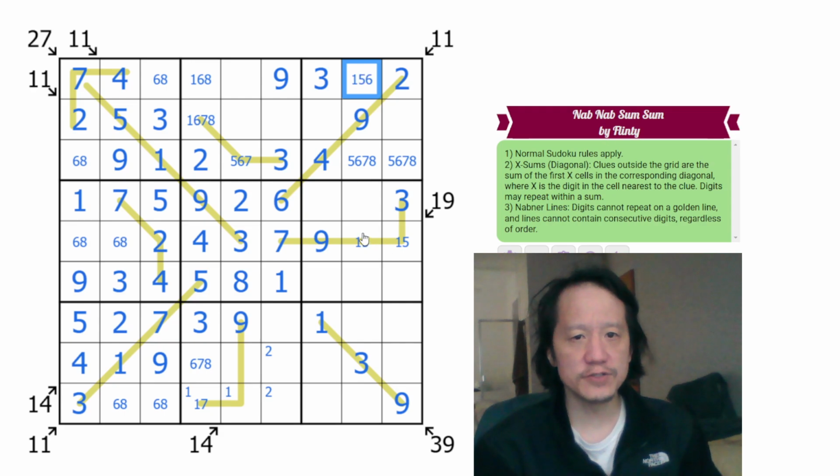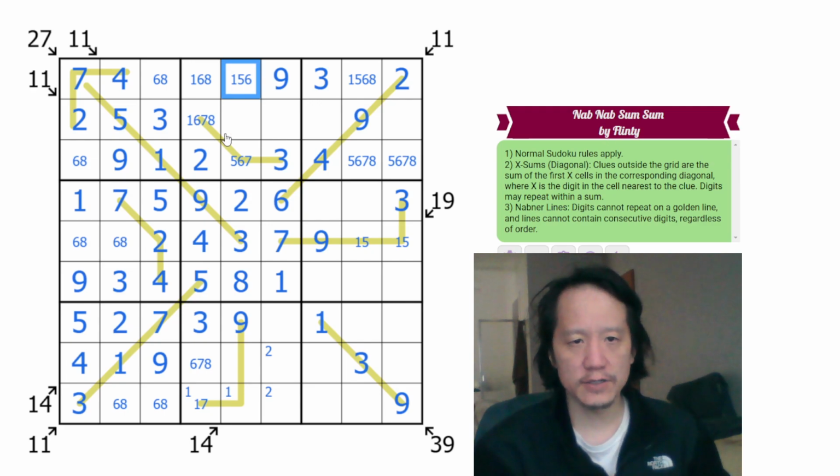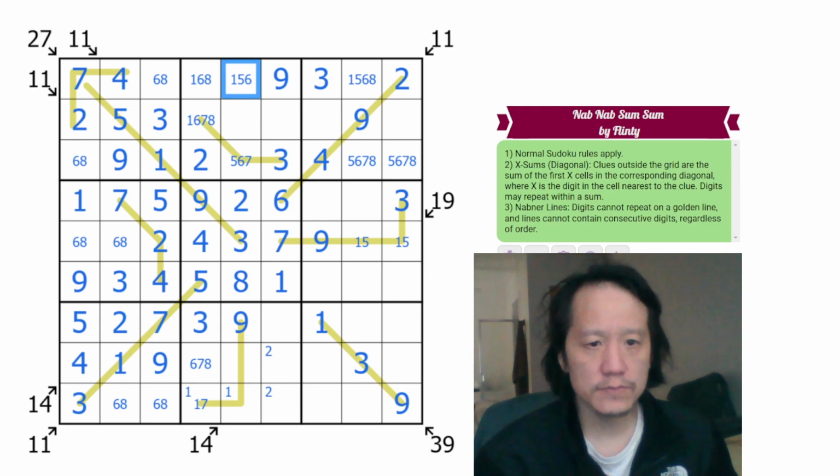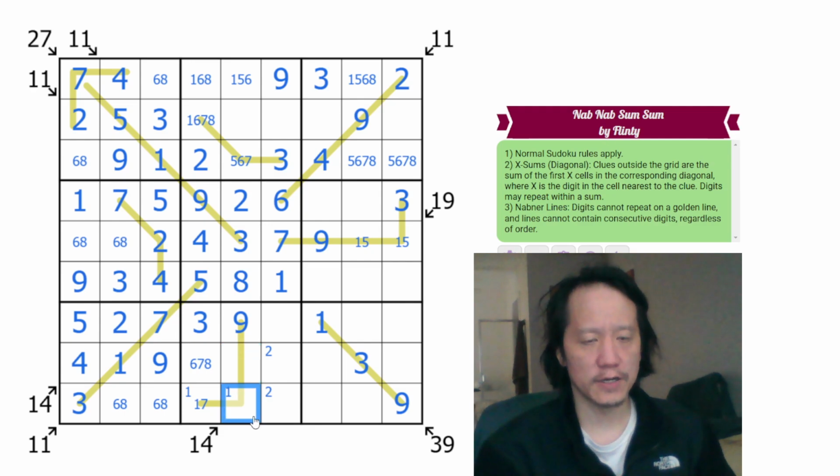This could be 1, 5, 6, or 8. This could be 1, 5, 6, or 8. But it can't be 8 specifically. We know 1 is on the line. You can have 1. You can have a 4. So it could be 4, 6, 4, 7, or 5, 7.